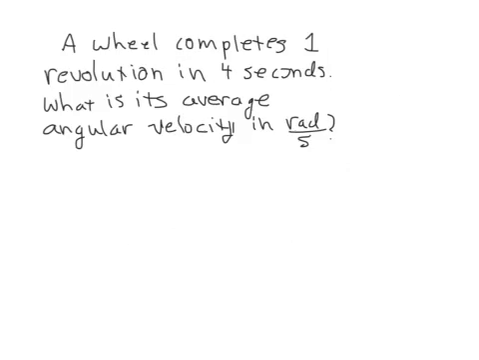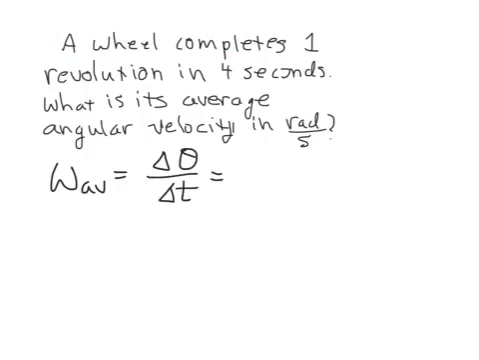So here's a similar problem for rotational motion. We can say a wheel completes 1 revolution in 4 seconds. What is its average angular velocity in radians per second? And this looks just like the last problem we did, except now we're using rotational motion and rotational variables rather than translational motion and translational variables. And so we can grab the angular velocity and say, look, the average angular velocity is the change in angle over the change in time.